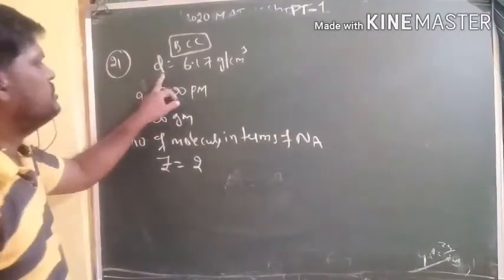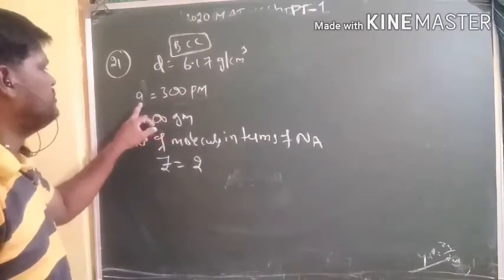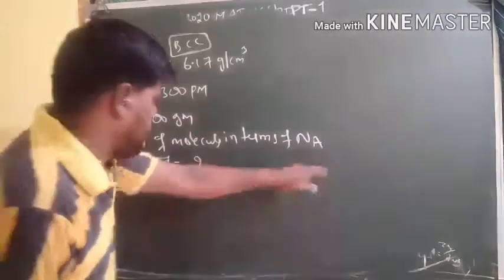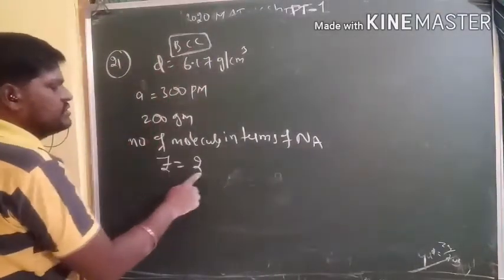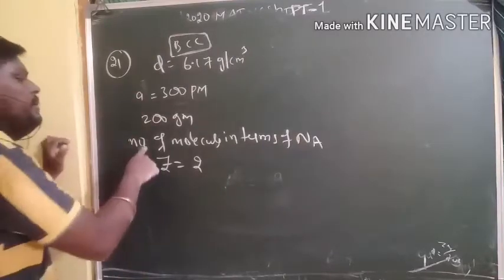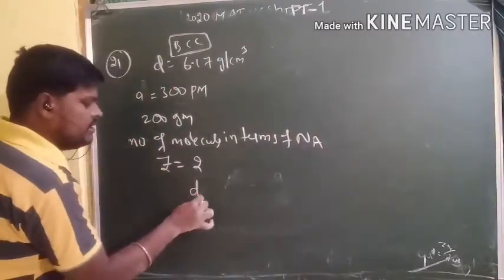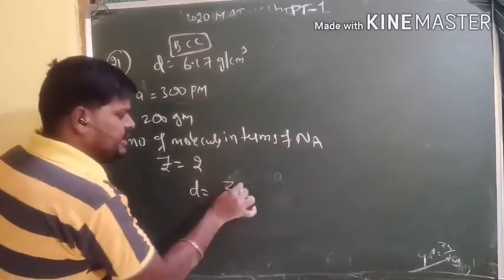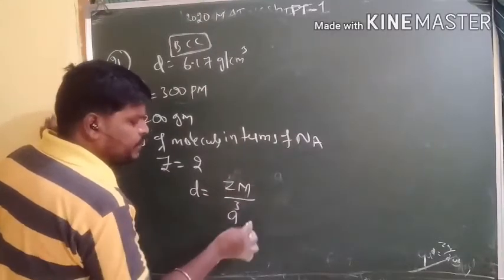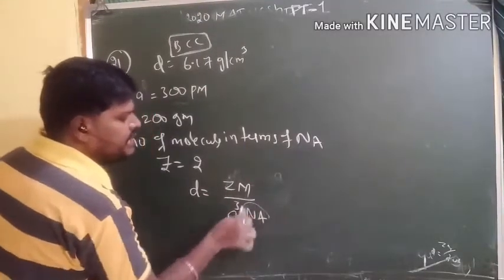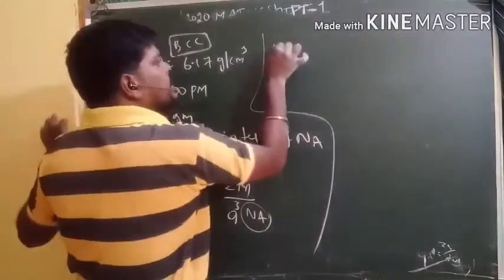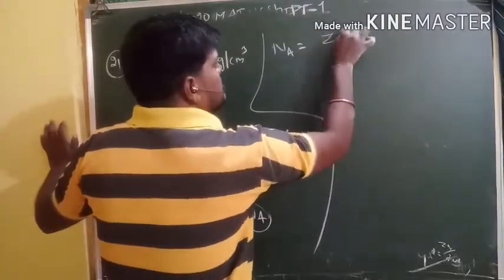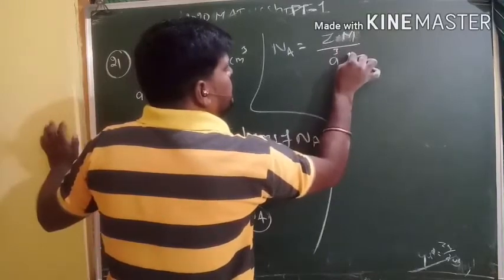Question: density is 6.17 gram per centimeter cube, a is 300 picometers, weight is 200 grams, find the number of molecules in terms of Na. Here, in BCC system, Z is what? We need to find the Avogadro number. This belongs to solid state. Density is equal to Z into M by a cube into Na. So Avogadro number is equal to Z into M by a cube into density.